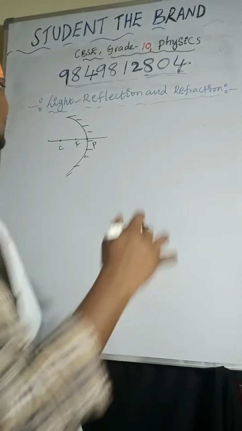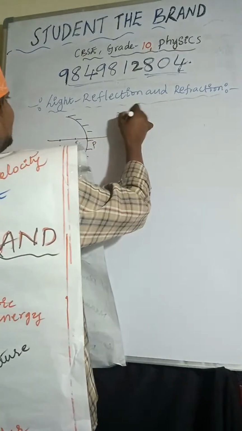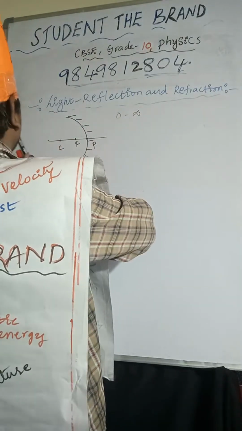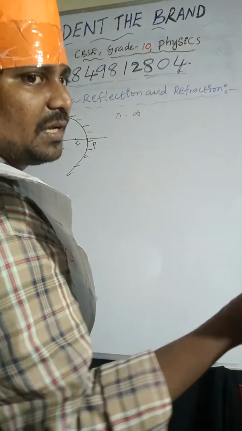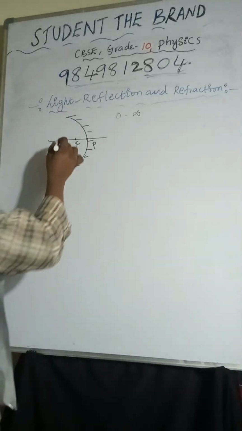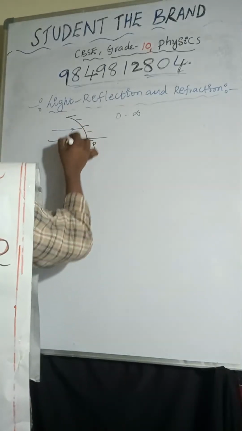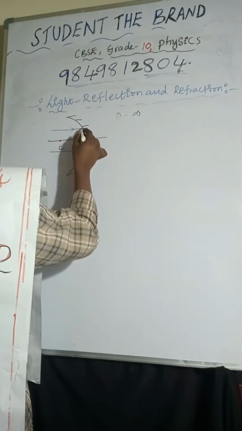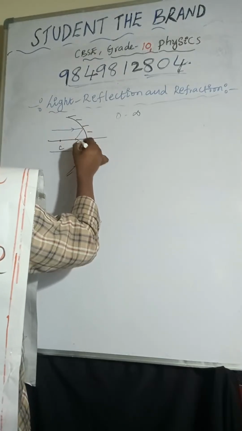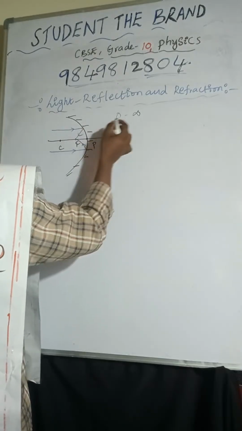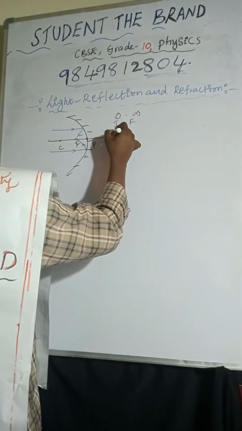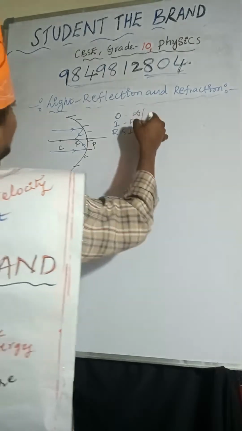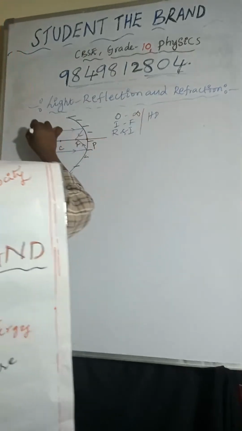Let's start. So I'm taking here object is at infinity. How many light rays are required to form the image of the object? Minimum 2 light rays are required. So one light ray I'm taking like this, another light ray I'm taking like this. After reflection, those light rays are meeting here. So object is at infinity, image is forming at focus, nature of the image is real and inverted and highly diminished. That is the first one.